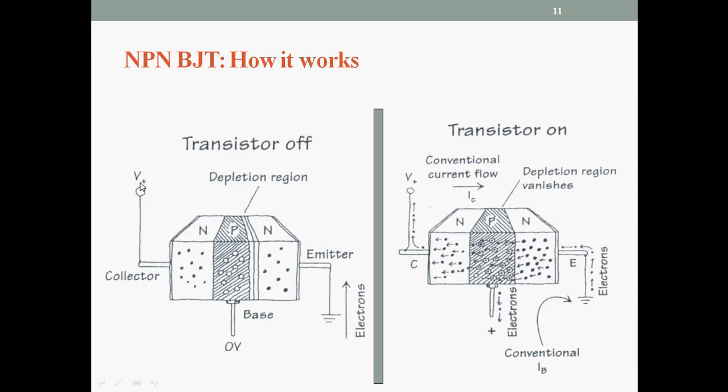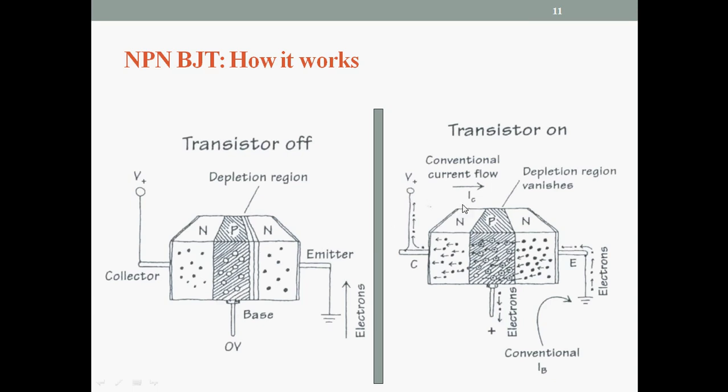To the collector, we have connected a battery of plus V volt, whereas the base is connected to 0 volt and the emitter is grounded. So there is no electron flow, or there is no current flowing from the regions or both of the P regions. So the depletion layer will be higher here. The width of the depletion layer is wider.